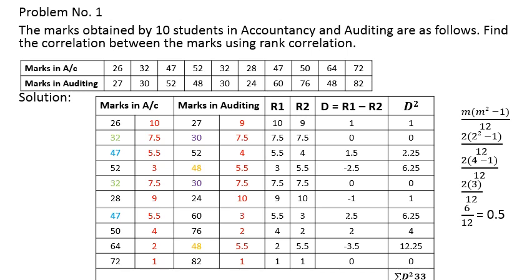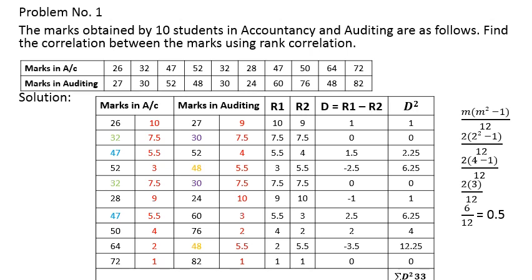Now, in the first set, that is marks in accountancy, you can see the value 32 is repeated twice. Then value 47 is repeated twice. I have shown the repeated values in different colors. Now you assign the ranks. The highest value is 72, you assign first rank. Next highest is 64, you assign second rank. Next highest is 52, third rank. Next highest is 50, fourth rank.